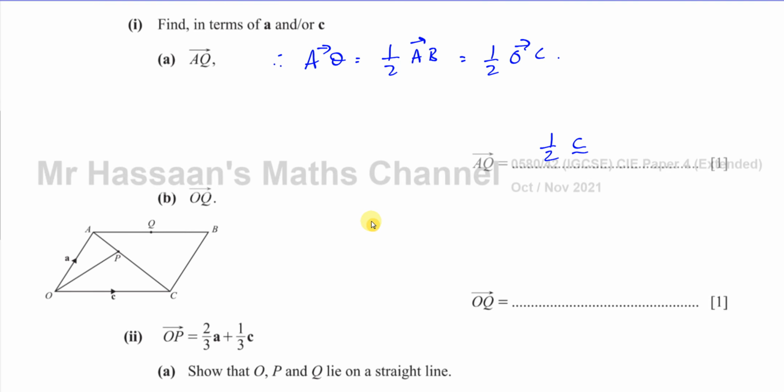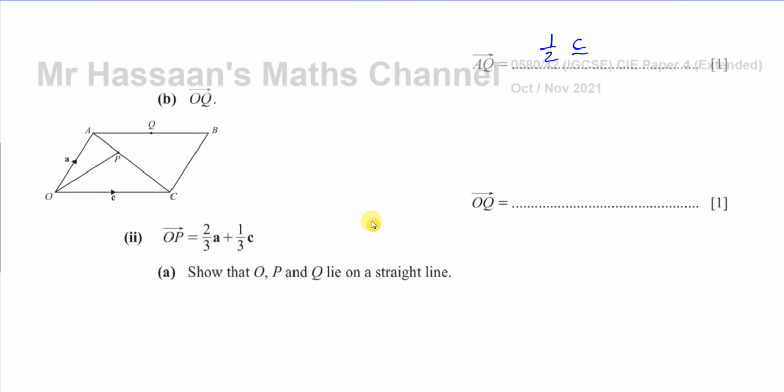Part b says find the vector from O to Q. If I want to go from O to Q, I've got to go from O to A, and then I've got to add to that from A to Q. Right, now I already worked out what AQ is.